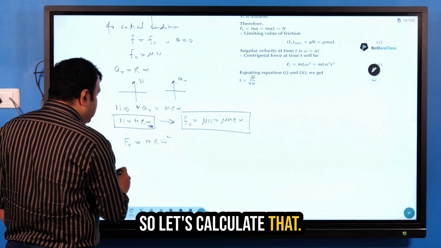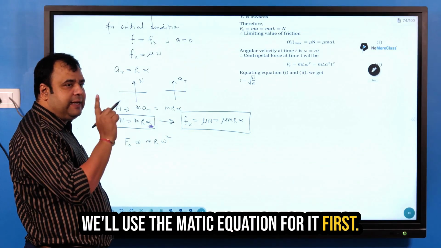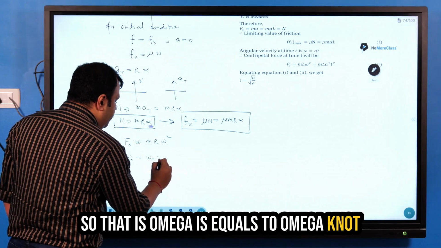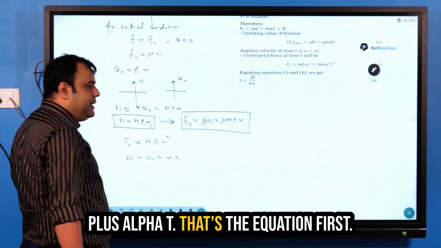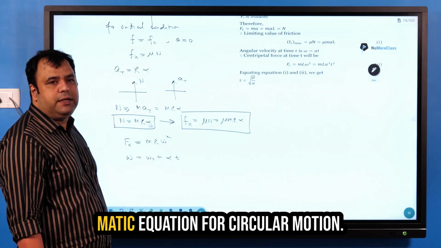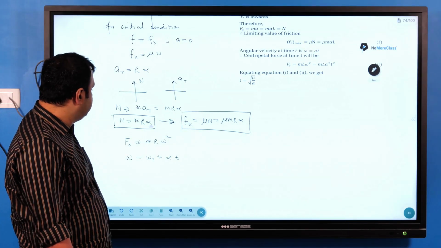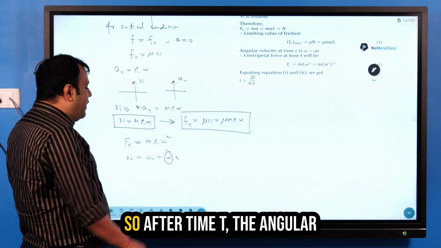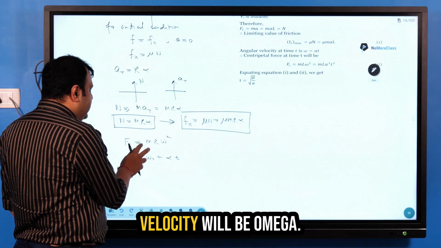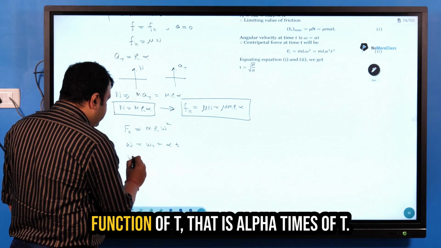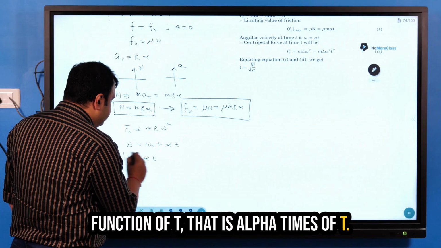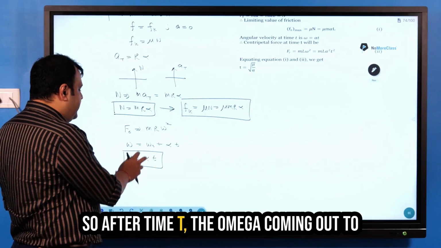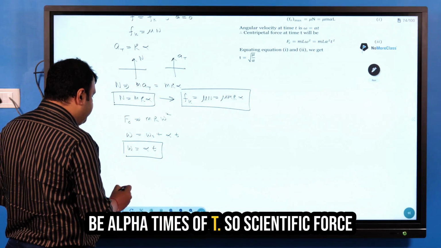We'll use the first kinematical equation for circular motion, that is omega is equal to omega naught plus alpha t. Alpha is the angular acceleration, which is constant. So after time t, the angular velocity will be omega. How much omega are we getting as a function of t? That is alpha times t. So after time t, omega comes out to be alpha times t.